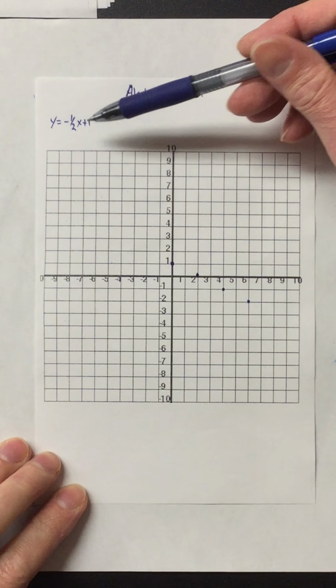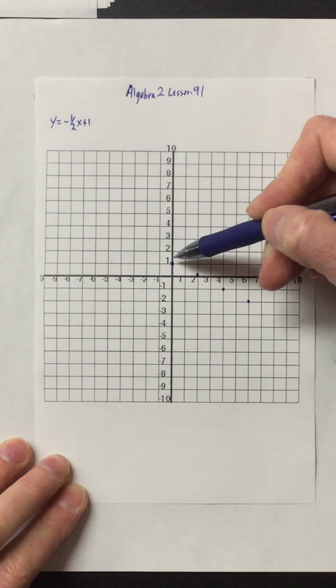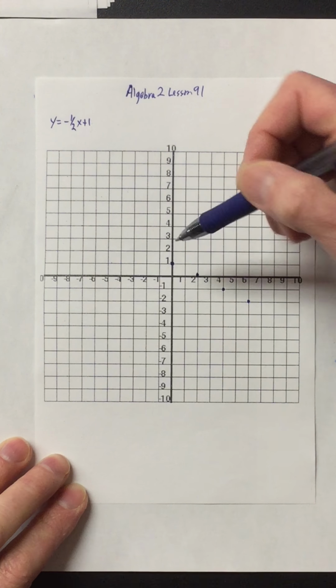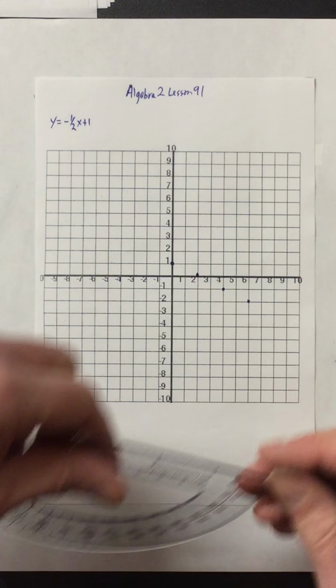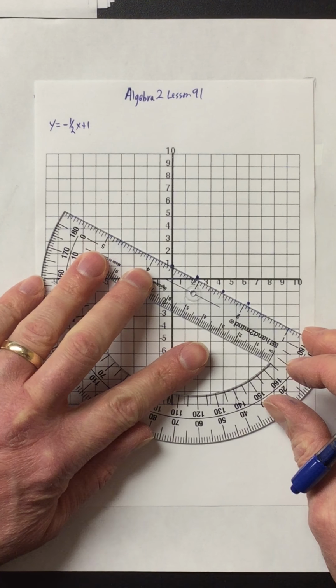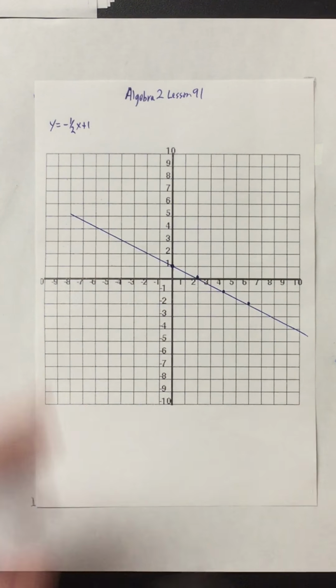In the first part, they give us an equation here. It is in slope-intercept form. So my intercept is 1. It's a negative slope with a rise of 1 and a run of 2. So as I put the dots in there, I'm going to finish out my line. Okay, so there's that graphed line there.